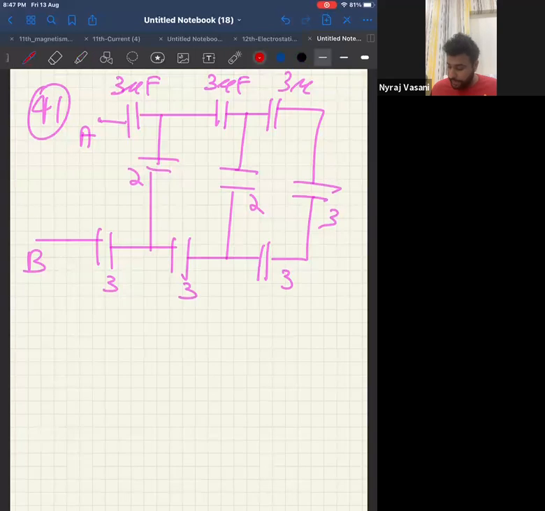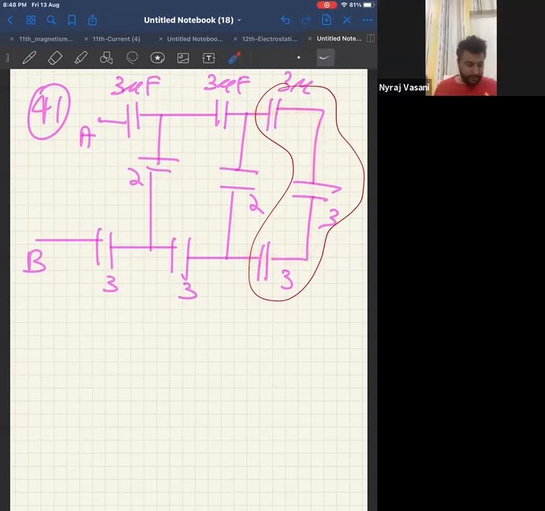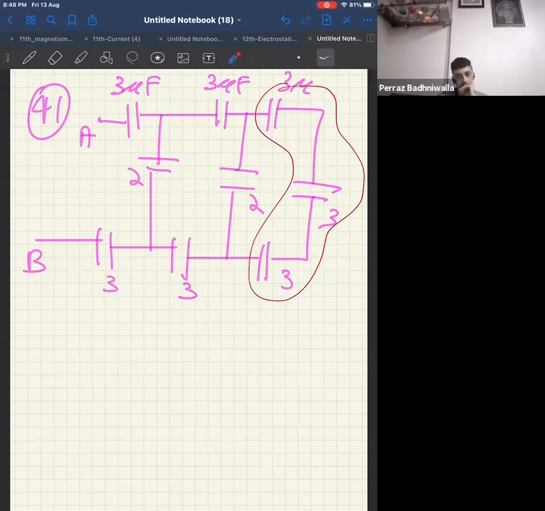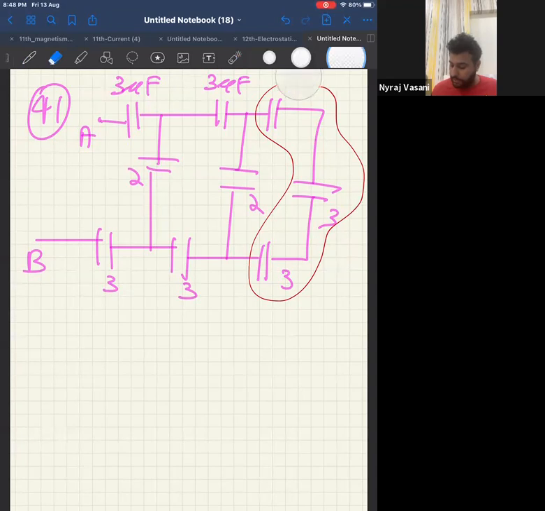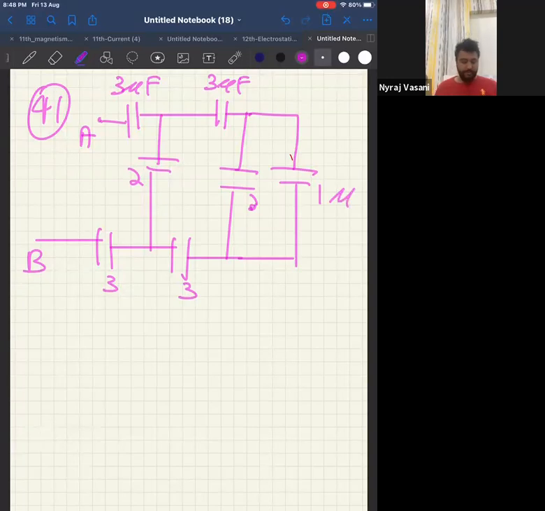Now, these three are in series, correct? Yes. Three are in series. Therefore, these three in series will give me one equivalent capacitance as 1 microfarad. Clear? Therefore, can I erase all? And can I write the equivalent capacitance as 1 microfarad? This is 2 microfarad.